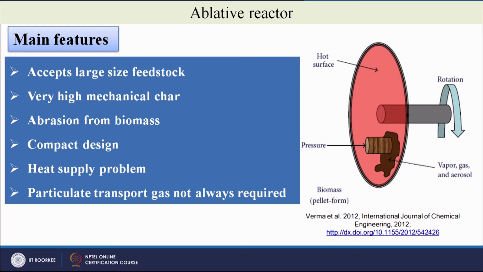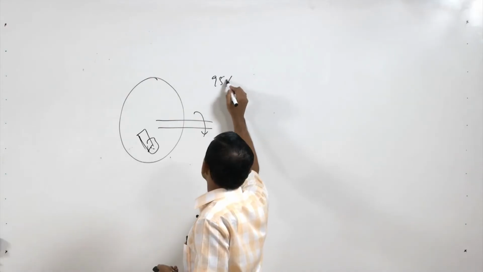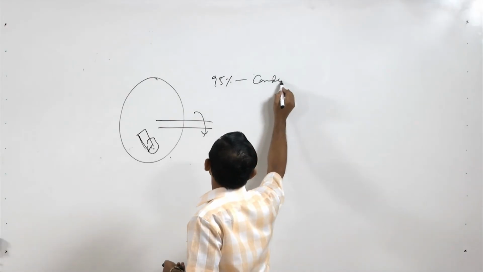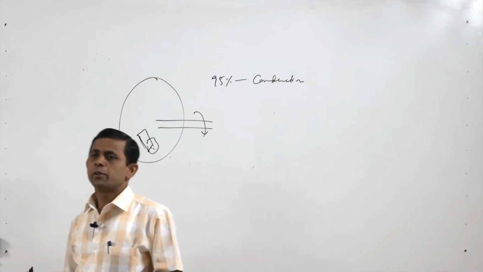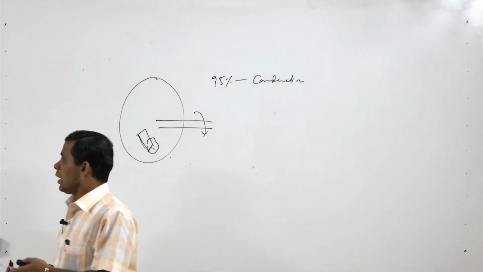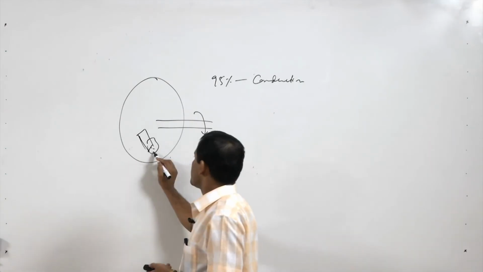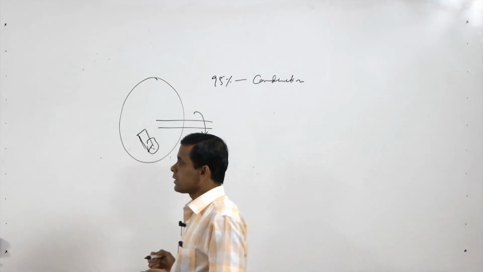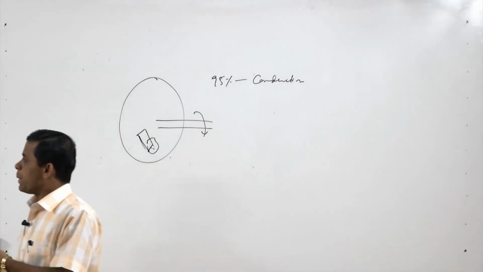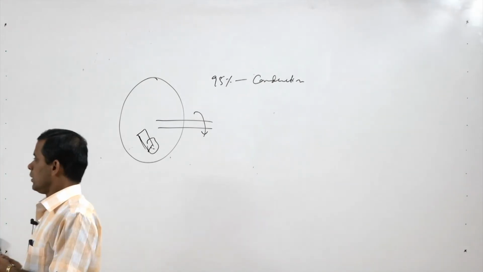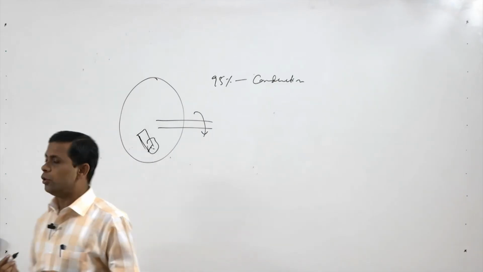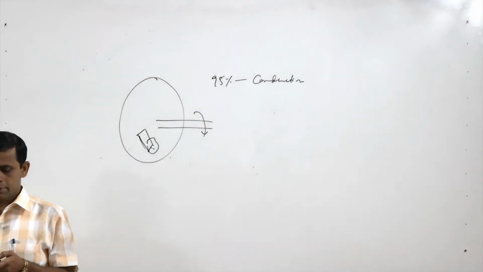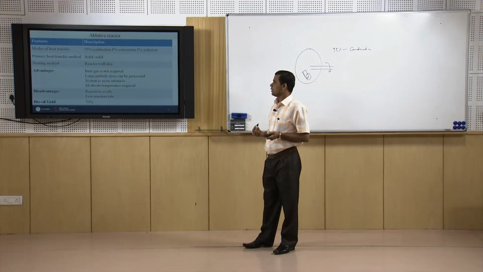In this case, maximum heat transfer takes place through conduction. 95% is conduction, 4% convection and only 1% is radiation, and solid-solid heat transfer takes place. There is no gas-solid heat transfer in this case, and inert gas is not required, but this reactor is costly and has a low reaction rate. So, these are the disadvantages of this reactor system.